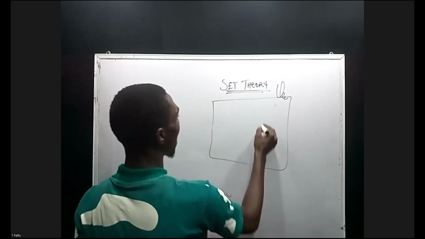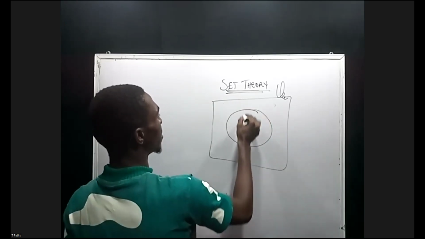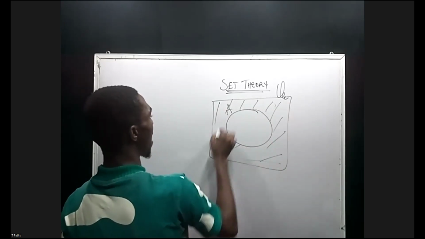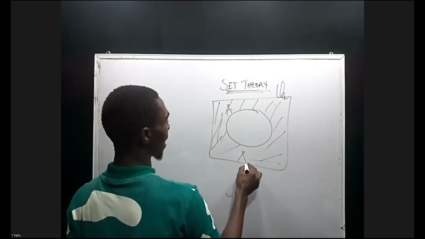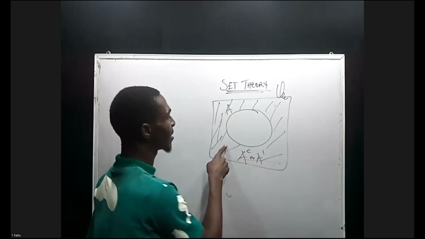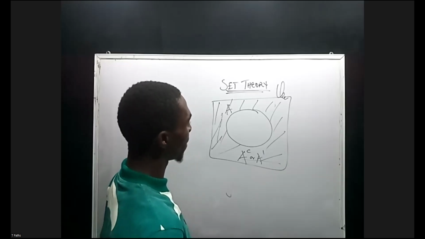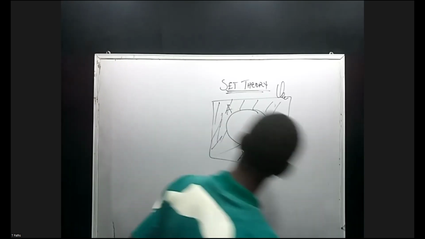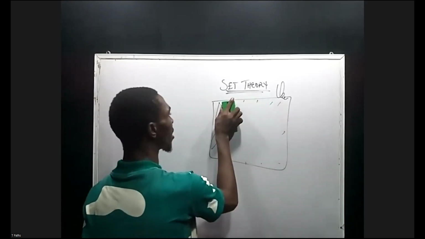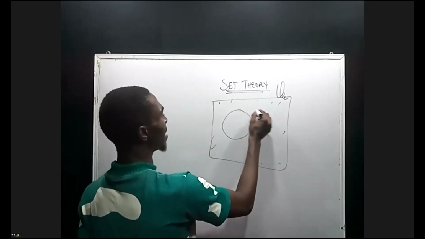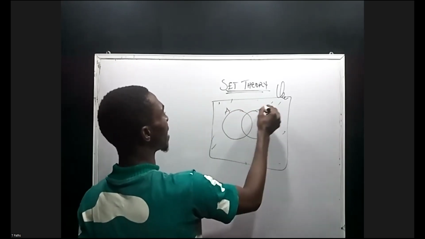The next one is the complement of a set. Here, I'll be using one element, A. Anything that falls outside here is the complement. So I can say A complement or A prime. This is the complement of a set or prime of a set. And when it comes to two elements and you are looking for the complement, A and B, this is how it also looks like.